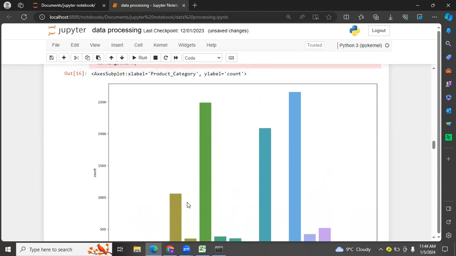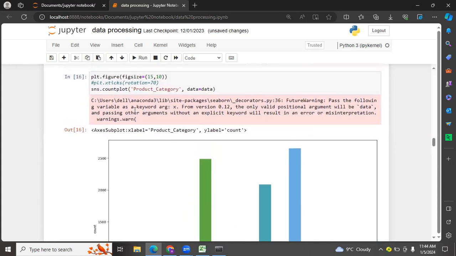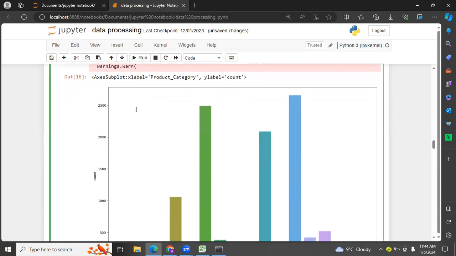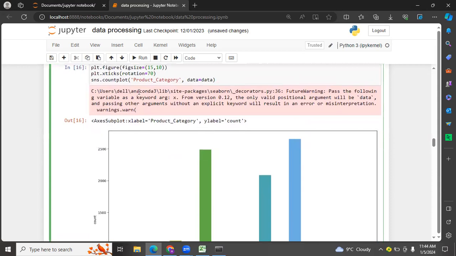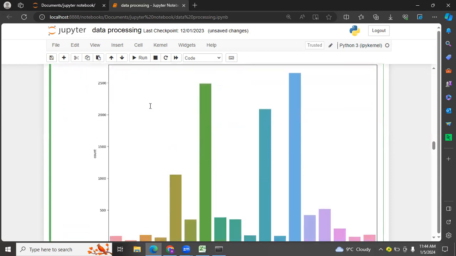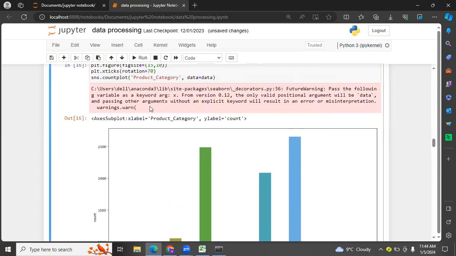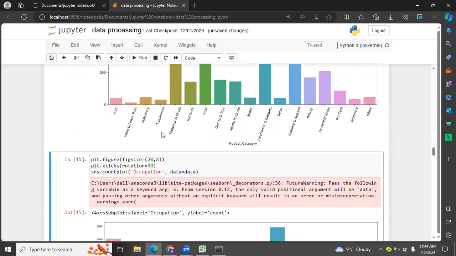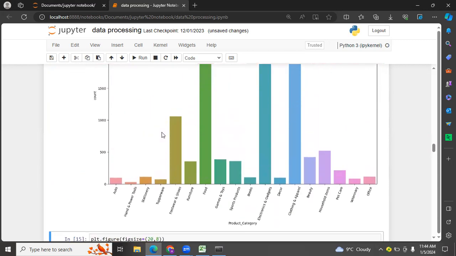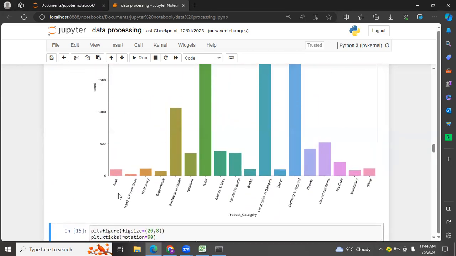So for that, I am using the next argument, which is plt.xticks. What it will do is rotate the x-axis labels by a rotation of 70. The angle will be 70. Running that, I will get this graph. And now these names are visible to me.